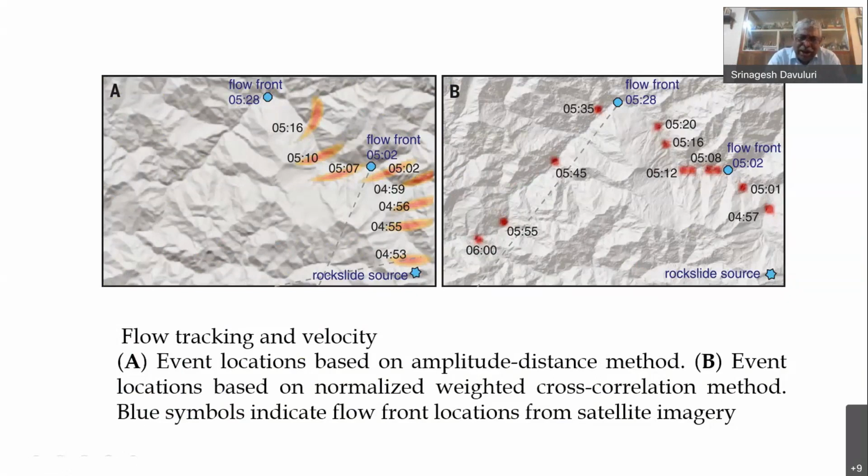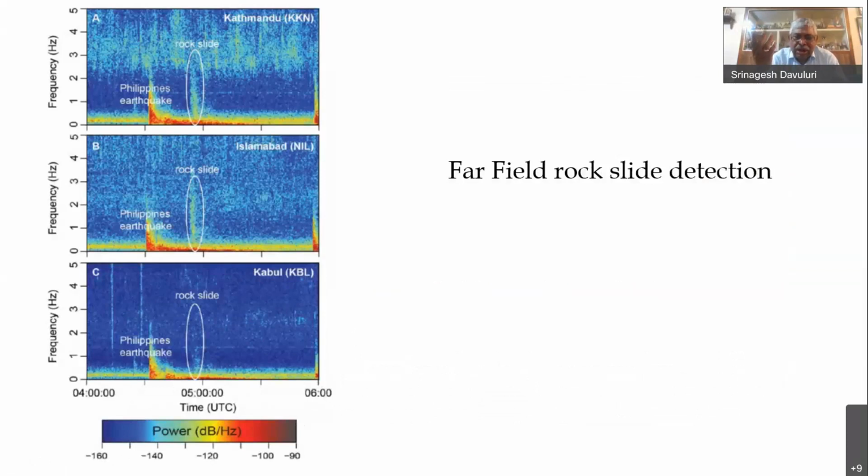So the rock slide source, and again you can see the flow front, which from a different method we wanted to test, to see whether what we are seeing is an artifact of modeling or a real value which we are getting. And more or less, the blue symbols, what you see, are the flow front locations which have been obtained from the satellite imageries. And very clearly, the satellite imageries showed that our flow fronts, which we have seen from our seismic signals, reach the same points at the same time as the satellite imageries have mapped. So, far field rock slide detection, very important.